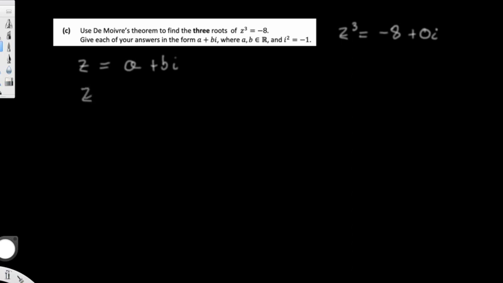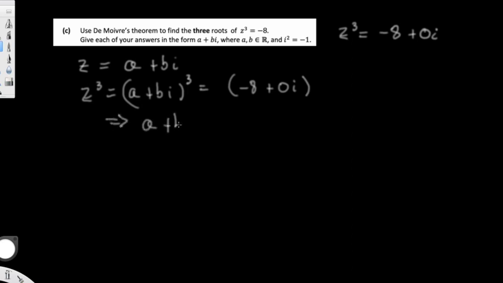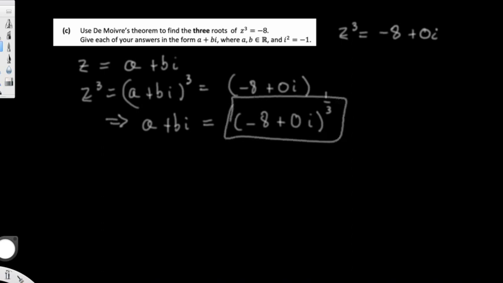So now z cubed is equal to a plus bi cubed. This is equal to minus 8 plus 0i. And then if we take the cube root of both sides, we have a plus bi is equal to minus 8 plus 0i to the power of 1 over 3. Now, this is the thing that we have to work out here. So now what we're going to do is take minus 8 plus 0i.